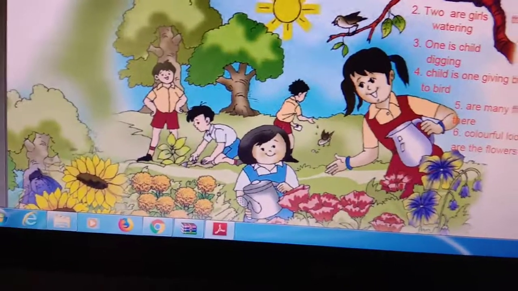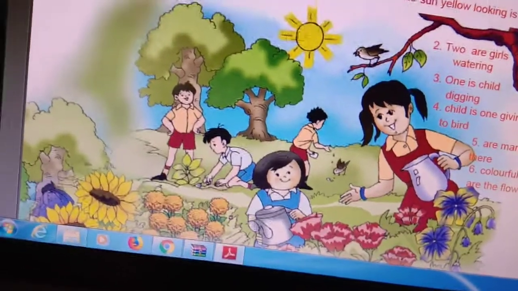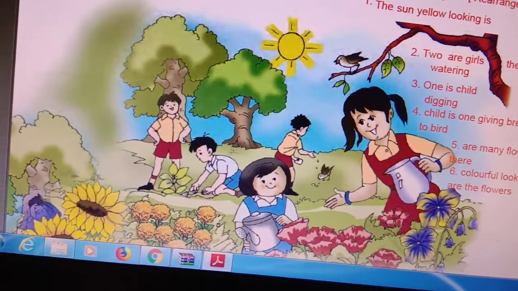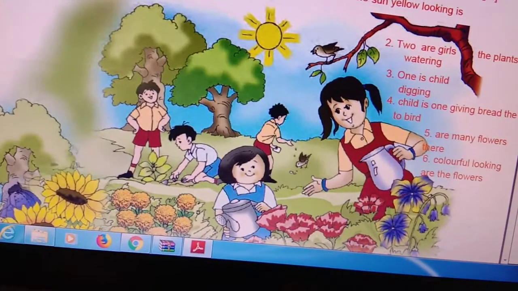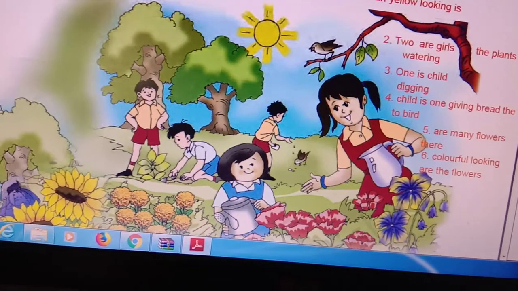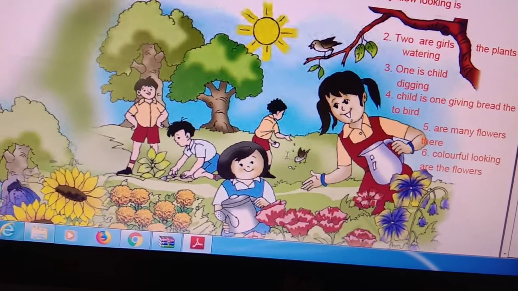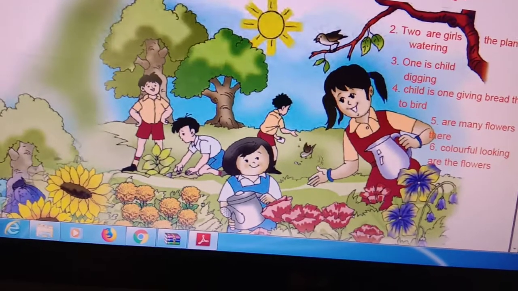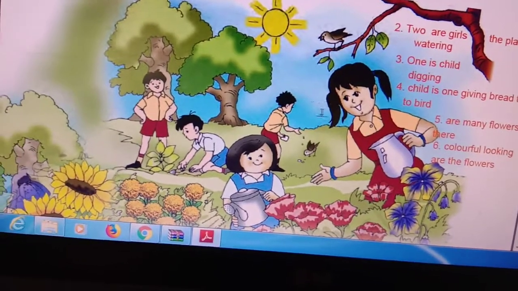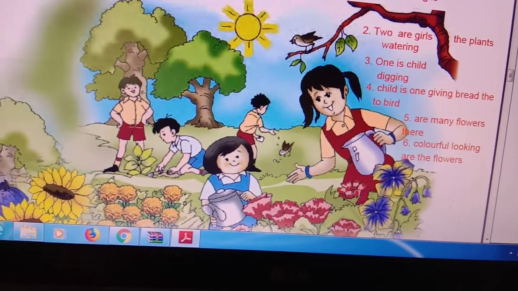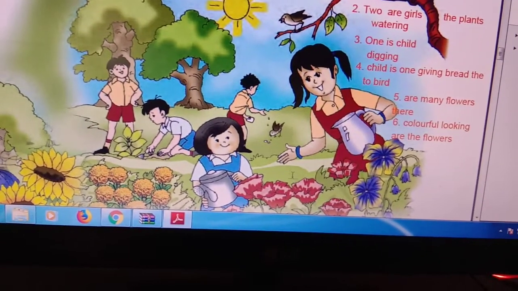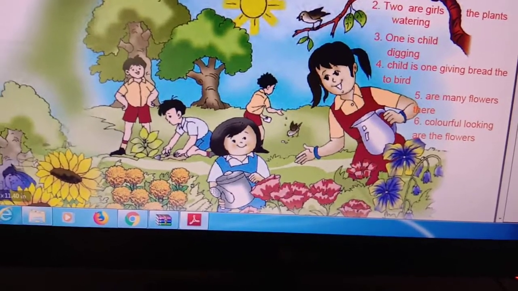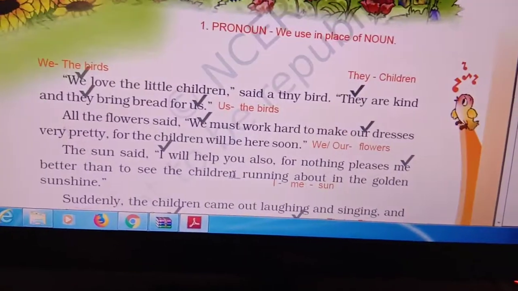It is a beautiful picture. The sun is shining brightly. Many trees are there. The trees are looking grand. One bird is sitting on the branches of the tree. One bird is on the ground eating bread given by the child. One child is standing here. Two children, two girls, are watering the plants. The beautiful flowers are grown there.